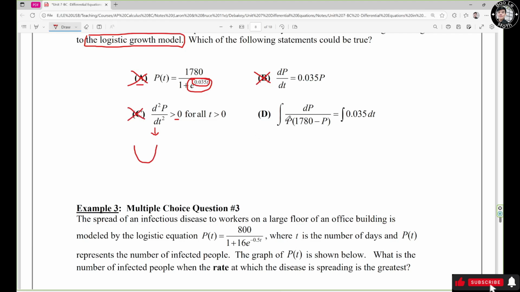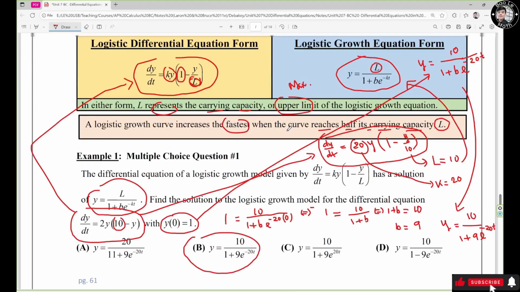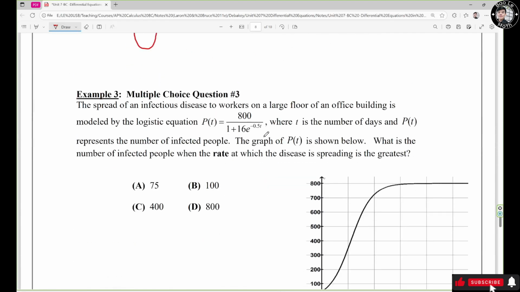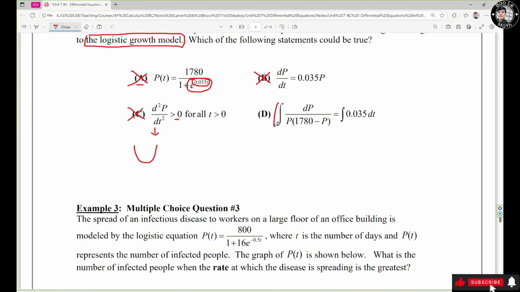Now, answer choice D, we need to do backward, right? The logistic growth model is given by the formula right here. Alright, so we're gonna remove the antiderivative on both sides. So it's going to be dp over p times 1780 minus p equals 0.035 dt. I'm going to bring dt down and this one up over here.